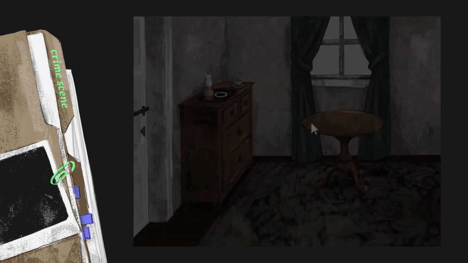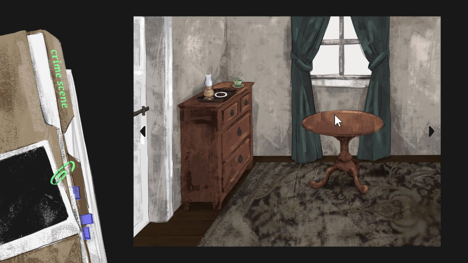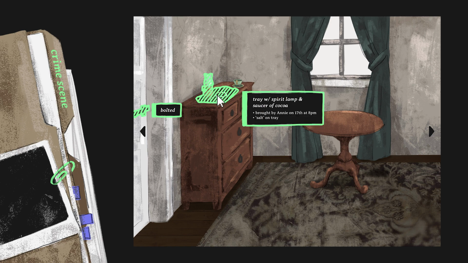We start in the room of the crime scene, from the door in a clockwise direction. The door to Alfred's room is bolted. On the chest of drawers, there is a tray with a spirit lamp and a saucer of cocoa. This tray was brought to Emily by Annie on the night of the 17th at 8 p.m. Before that, there was a 45-minute window during which the tray was left in the hallway where anybody had access to it.